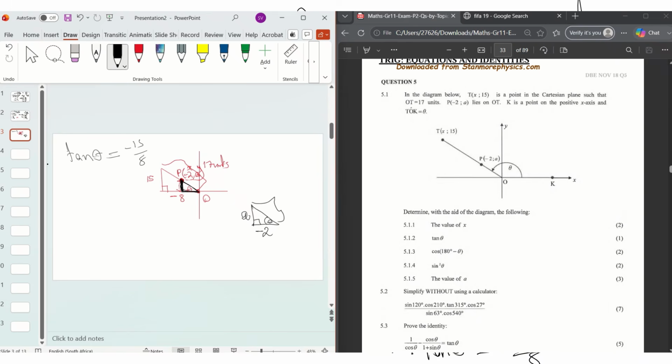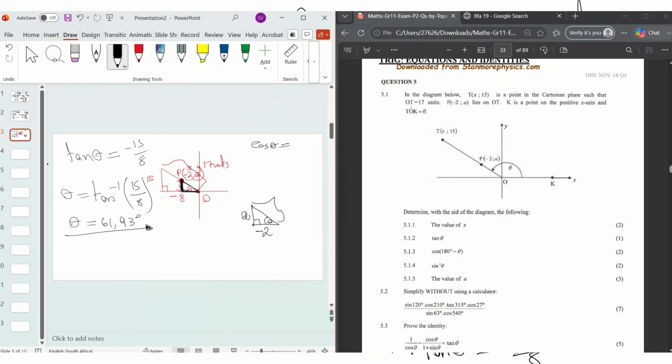So let's solve for theta. So theta is equal to tan shift of 15 over 8. Therefore, theta is equal to tan shift 15 over 8. That will give us 61.93 degrees.